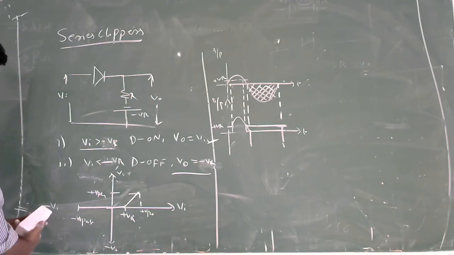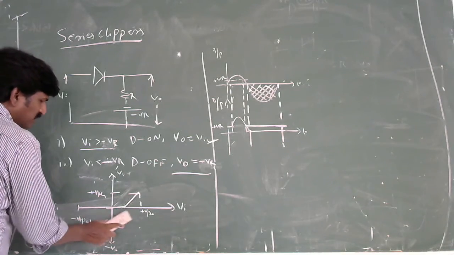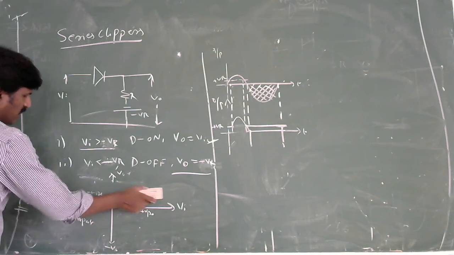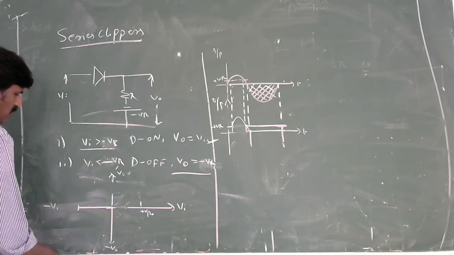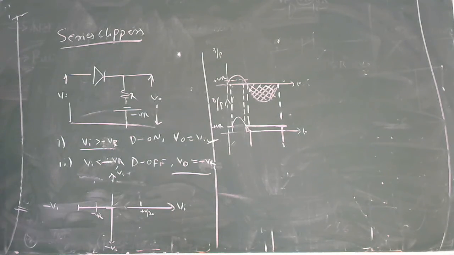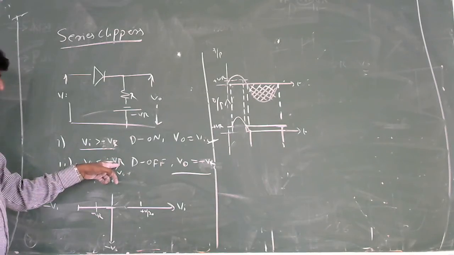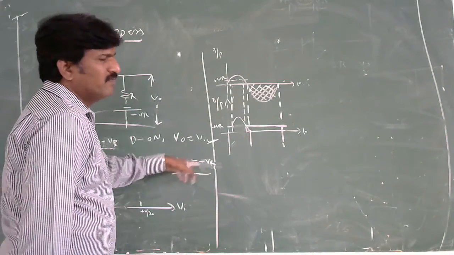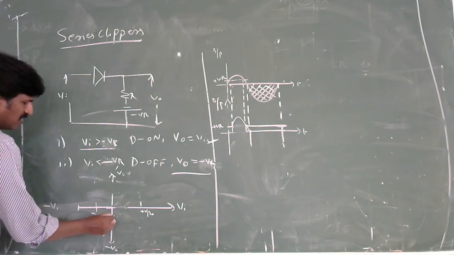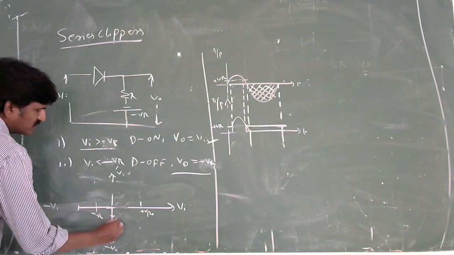You can extend this one. This one was plus VR. Now you have to move this one to the minus VR. You have to mark this one as minus VR because the reference voltage is minus VR. What is the condition for this one? When Vi is less than minus VR, output follows the minus VR. You have to understand. Here also you can understand minus VR.